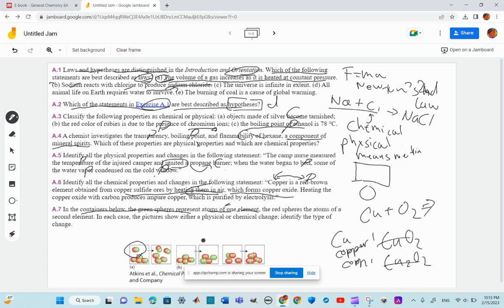Okay, green sphere. And the red one's another one, so split into two. So this over here is physical. This over here is chemical. This also is chemical. As you see, they don't stay the same, they don't stay the same at all. So that's how you get it.